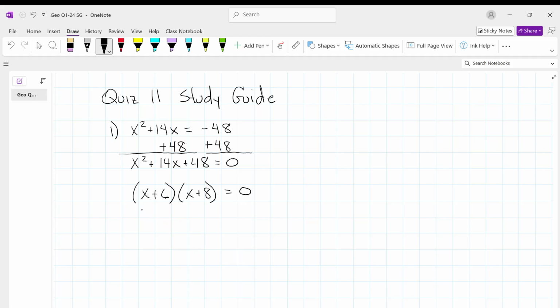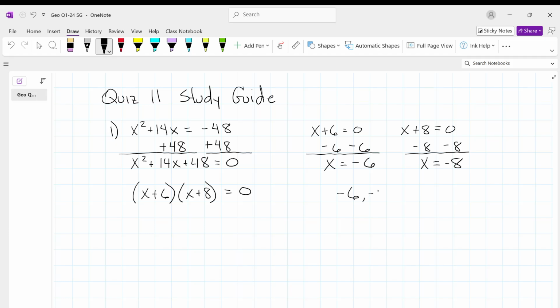And then the next step is to set your factors equal to 0. So we take x plus 6 equals 0 and x plus 8 equals 0. Solve for x in both equations. All right, so your solutions are negative 6 and negative 8.